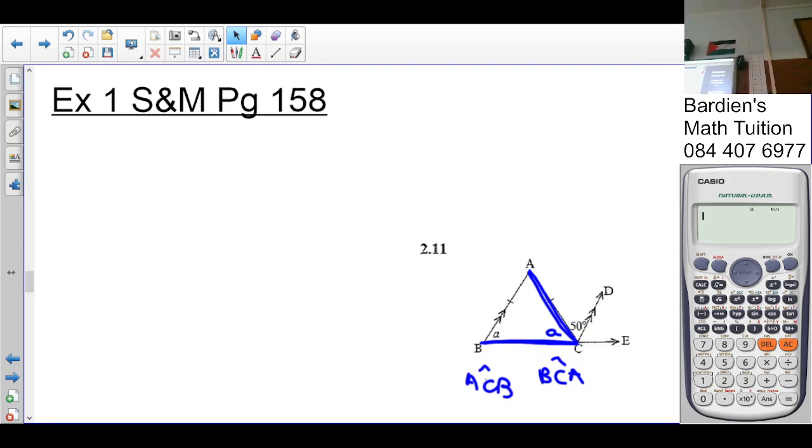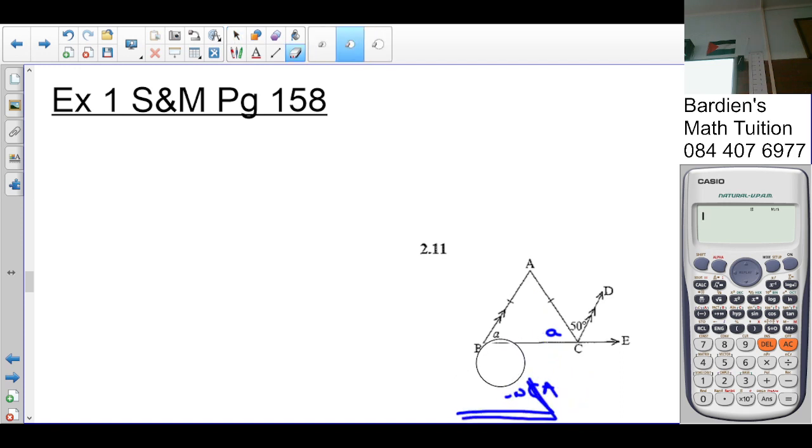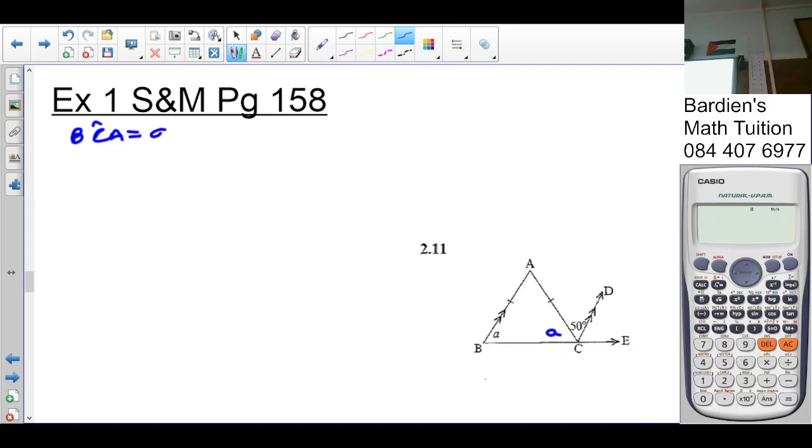So how do we answer that? We're going to say that angle BCA is equal to A. Why? Angles opposite equal sides. Not so. Now what? So how are we going to calculate angle A now? A plus A plus 50 equals 180. Why? Sum of angles. Can you all see that? A plus A plus 50 equals 180. Sum of angles.